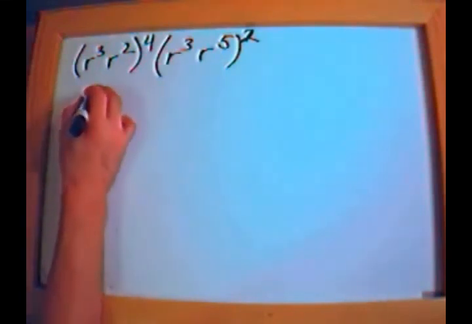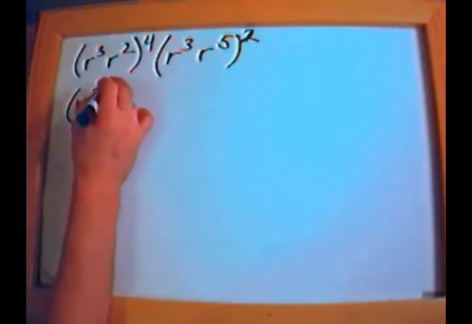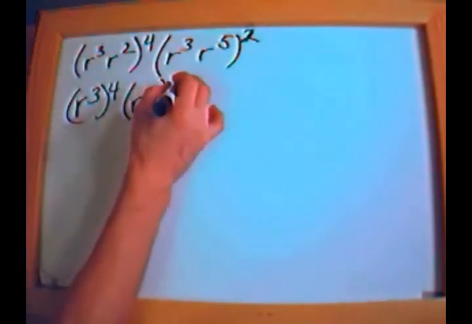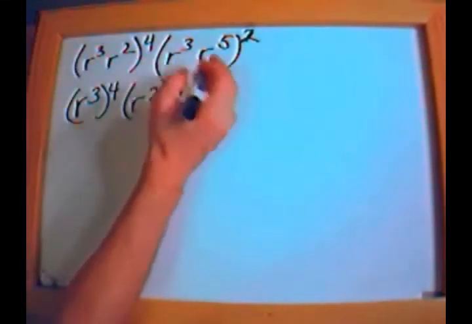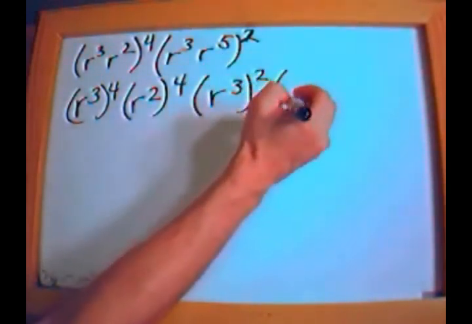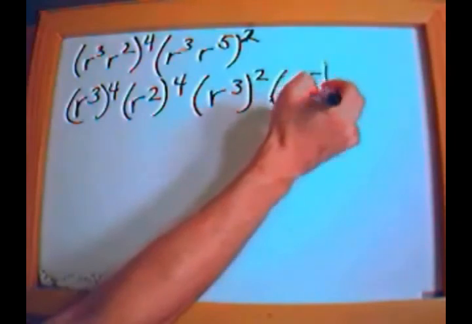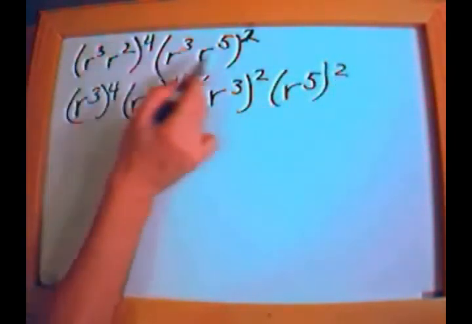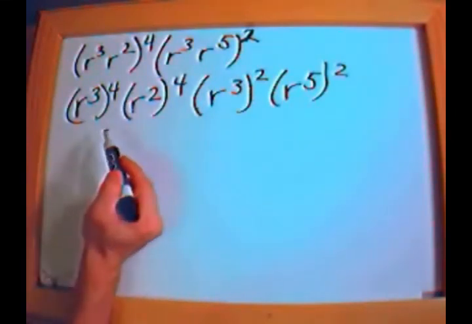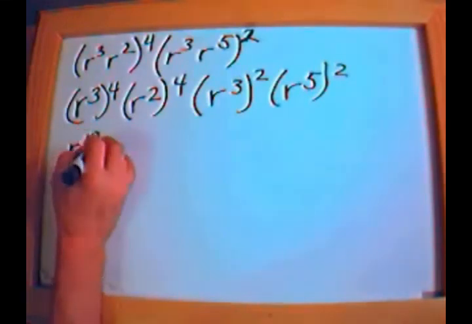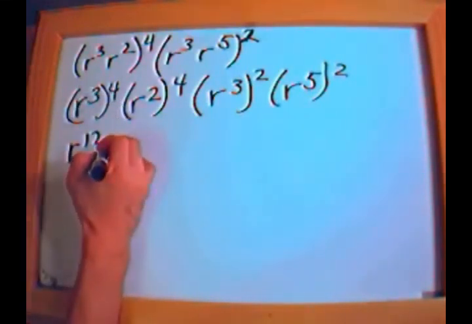So I've got r to the 3rd raised to the 4th power times r squared raised to the 4th power, and then over here I've got r to the 3rd raised to the 2nd power, and then over here I've got r to the 5th raised to the 2nd power. All I've done is take these exponents and kind of distribute them in accordingly. Okay, r to the 3rd raised to the 4th power is r to the 12th, because 3 times 4 is 12.